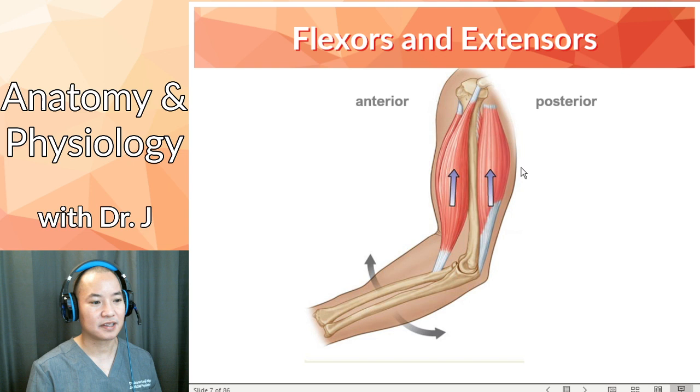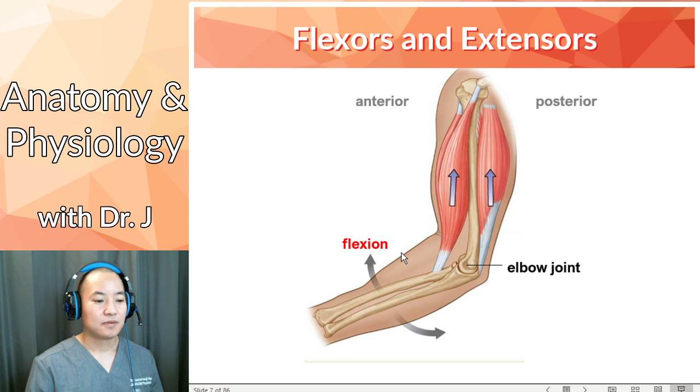Okay, so here we have two groups of muscles, or actually I think they're just showing two muscles, but here are flexors and extensors. So which muscle do you think when it contracts will induce, actually this is the elbow joint, so which muscle do you think, this muscle here toward the anterior or the posterior, when it contracts will cause flexion? Pause the video and think about it for a few seconds.